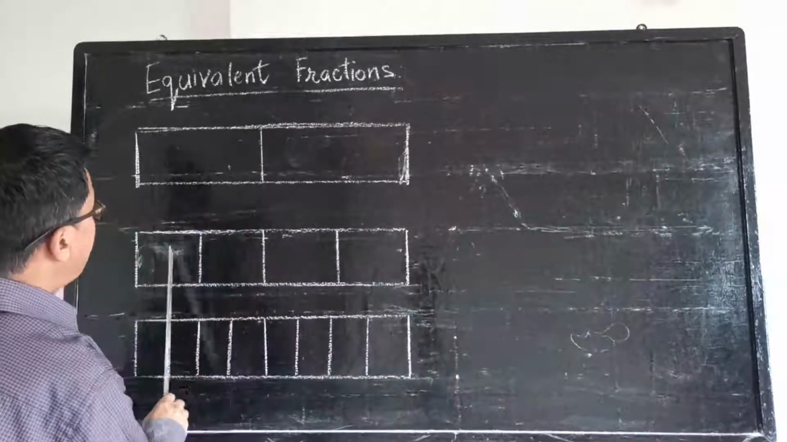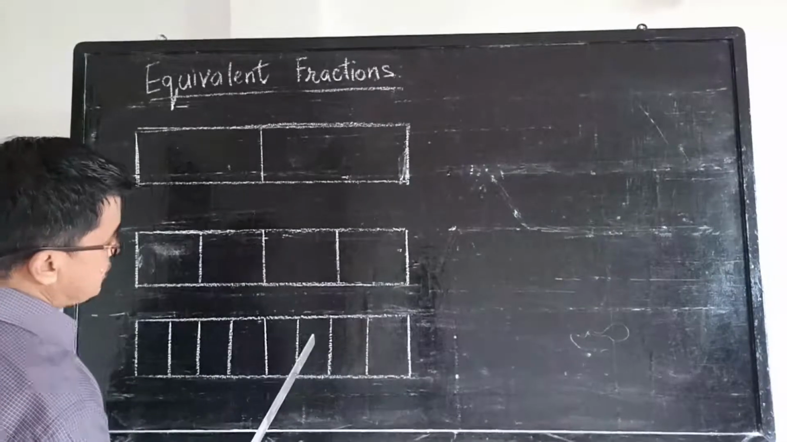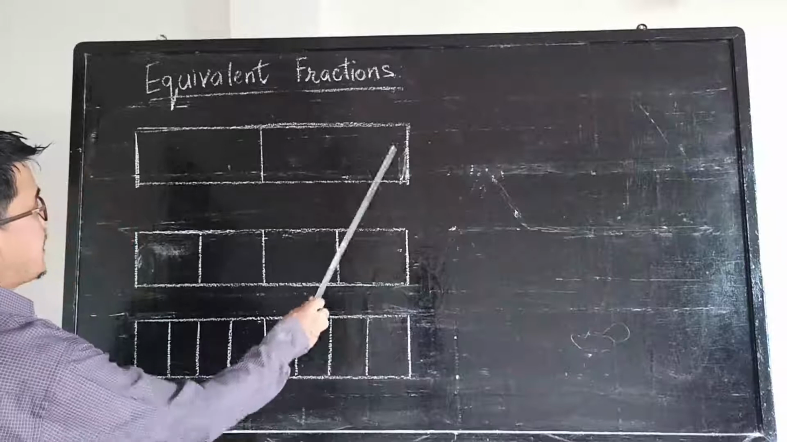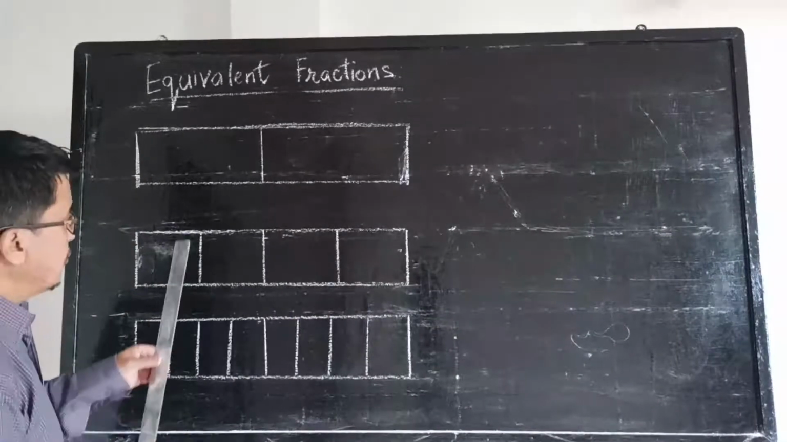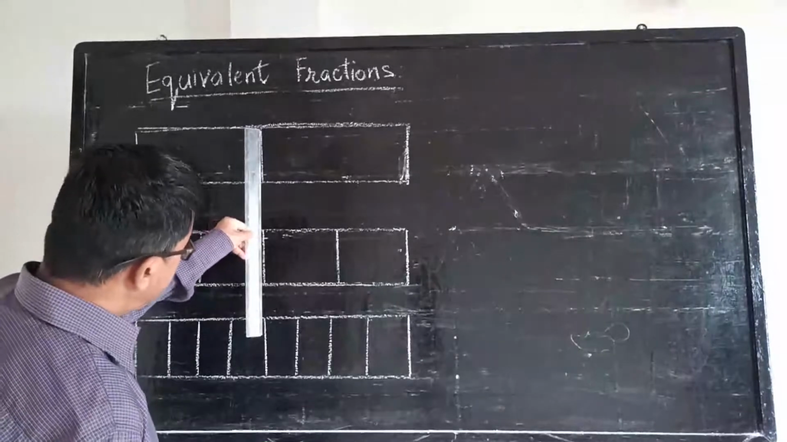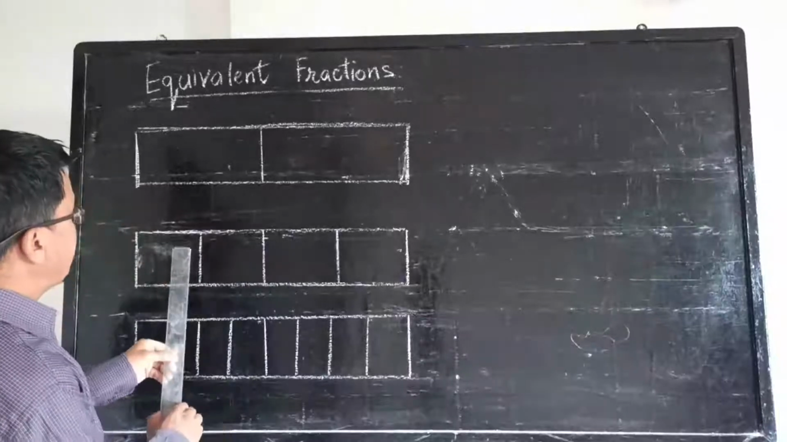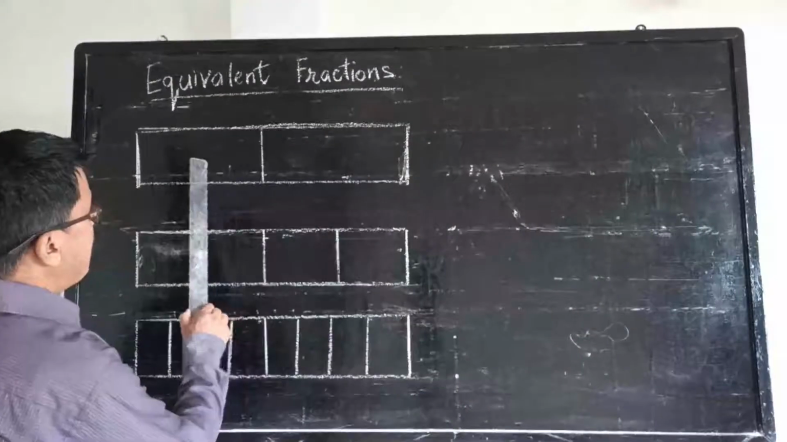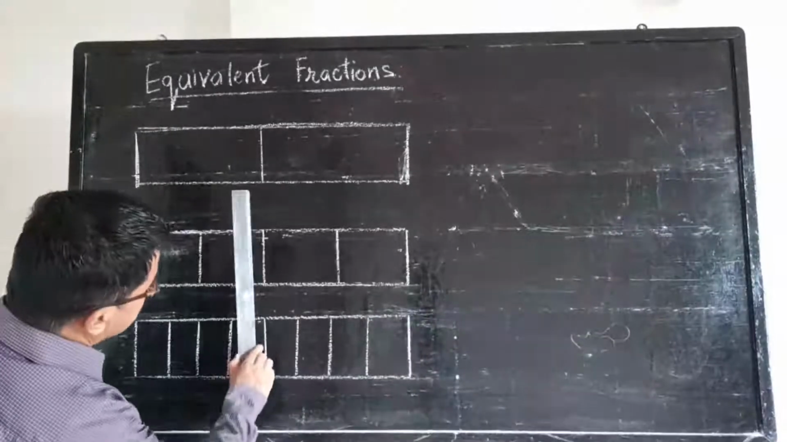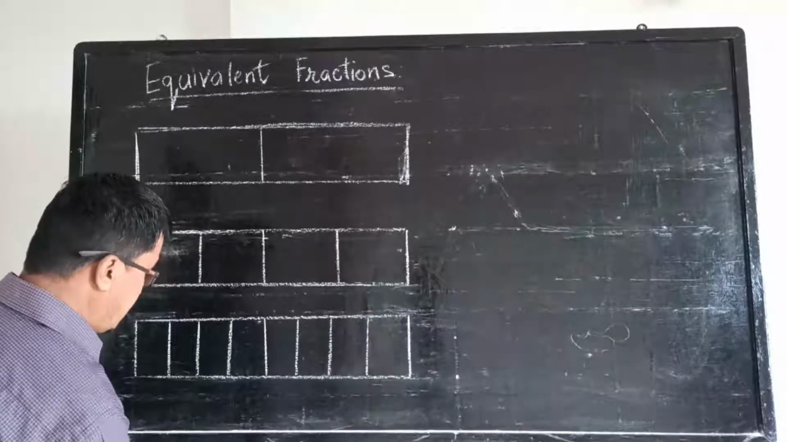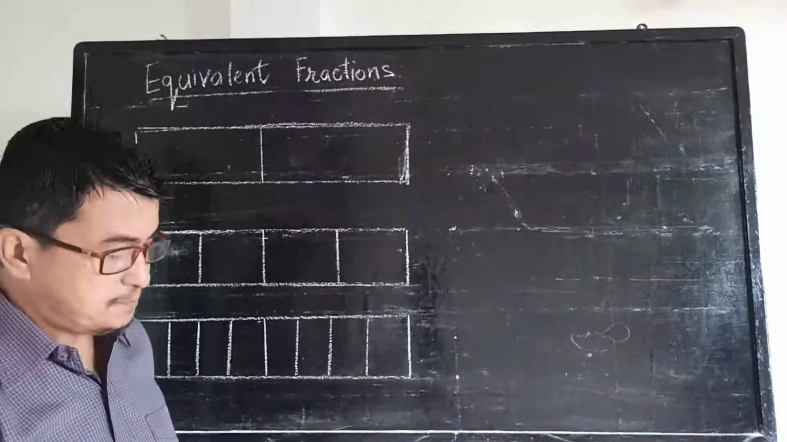1, 2; 1, 2, 3, 4; 1, 2, 3, 4, 5, 6, 7, 8. The sizes are the same, but they are divided into different parts. Now look at the half portion here, the same. This half here, half here. In this half I have 2 parts. In this half I have 1, 2, 3, 4 parts. Again on the half, 1, 2, 3, 4 parts. So the sizes are the same, but they are divided into different parts.